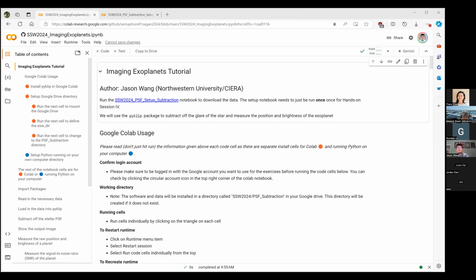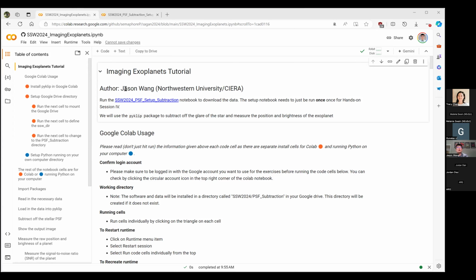Okay. I guess I'll just walk through what this is: the PSF Subtraction Imaging Exoplanets tutorial. Hopefully this one is pretty straightforward. The main tutorial notebook, you should be able to just run everything and it should just run. Of course, you should understand what you're looking at, but otherwise everything should just run from start to finish. So hopefully that'll make it easier in the session.